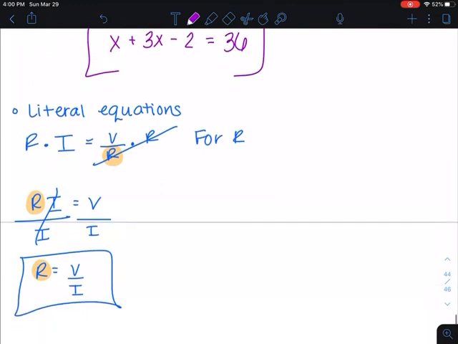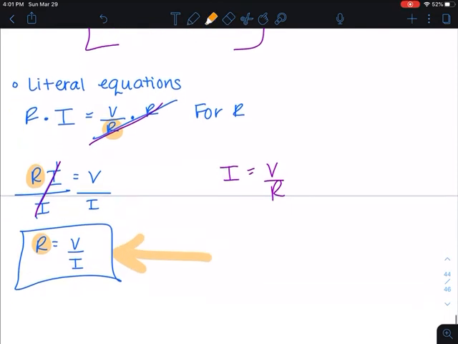Alright, literal equations. They tell you that I is equal to v over r, and they say solve for r. So we multiplied both sides by r. That way the r's canceled and came to the top. Then we ended up with r times I is equal to v. R was still not by itself, so we divided by I to cancel those. So then we had r is equal to v over I. Then r is by itself, so that would be our final answer.